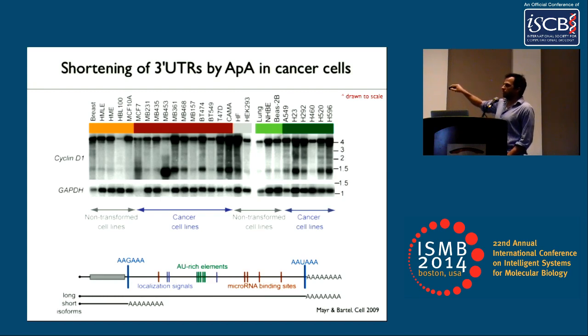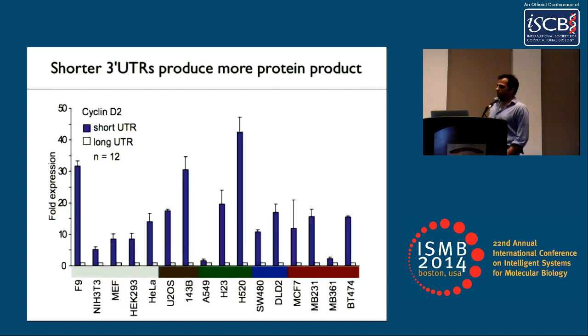And what we see is this top band is a full-length cyclin D1. This fast-migrating band at the bottom is the short form of the same gene, different only in the 3' UTR. And she found that there is an enrichment of expression of the short form of the UTR in cancer lines when compared to the normal. So not only does this happen at the RNA level, but she also showed that this has a functional impact on the protein output from a particular transcript.